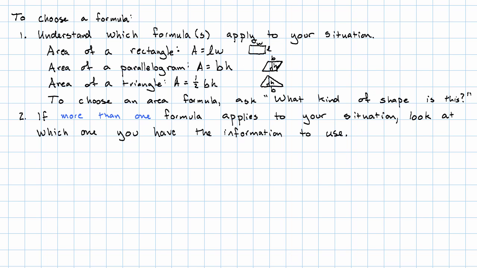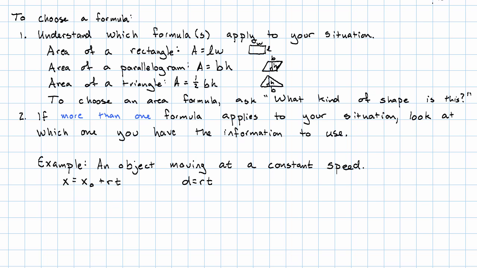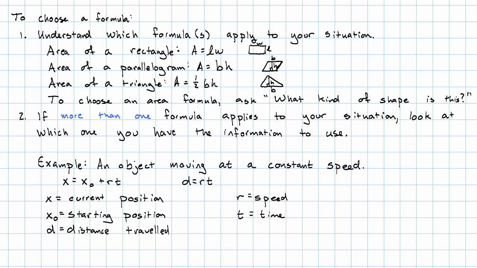But what if more than one formula applies in your situation? Let me give you an example. If we have an object moving at a constant speed, there are two different formulas that could apply. Here, x is the current location of the object, x naught is its starting position, d is the distance it's traveled, r is its speed, and t is the time for which it's traveled. Notice that these are two different formulas that might apply, and they might apply in different situations.